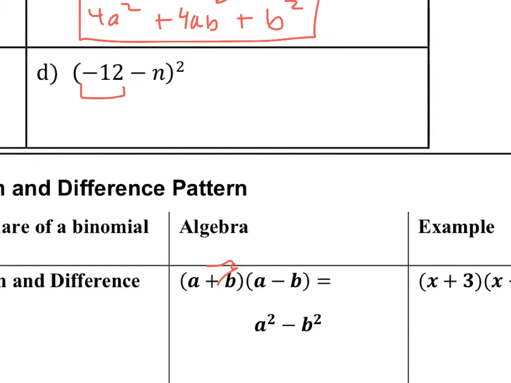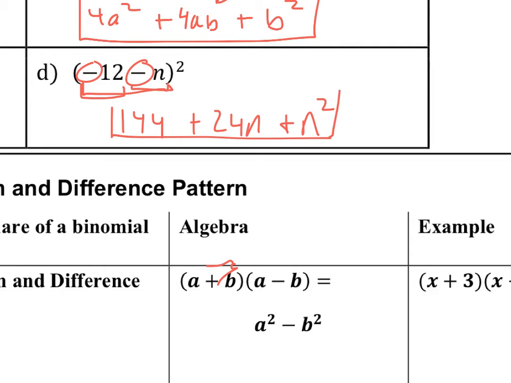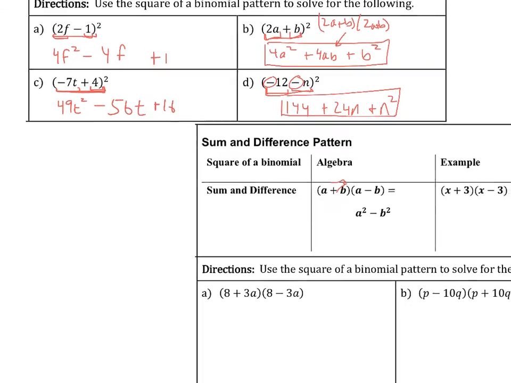Square the first one, that's 144. Square the second thing, negative n times negative n, that's positive n squared. Multiply them, we get positive 12n, because a negative times a negative is positive, and 12 doubled is 24. Square the first, square the second, multiply and double to get the middle.